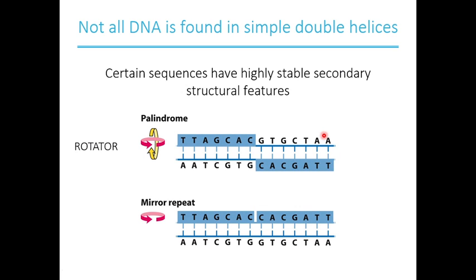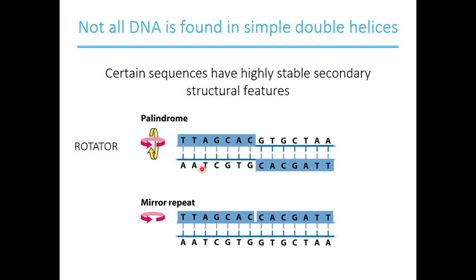Not all DNA is found in simple double helices. Certain DNA sequences have highly stable secondary structural features. A common type of DNA sequence is a palindrome that is shown here. A palindrome is a word or a phrase or a sentence that is spelled identically when read either forward or backward. For example, the word rotator is a palindrome. As you can see, rotator, if you read on the forward or the backward direction, it reads the same.